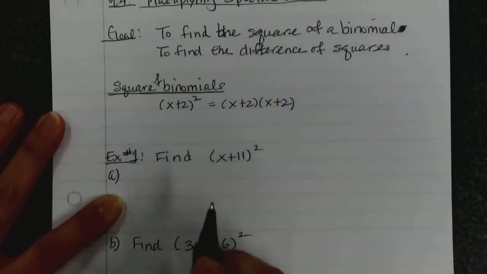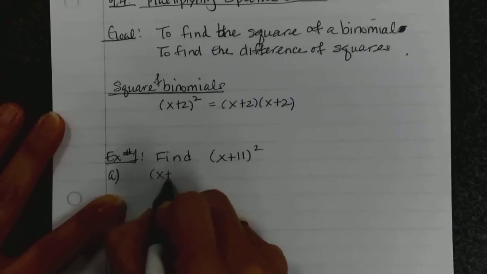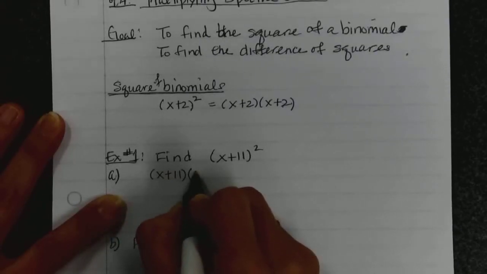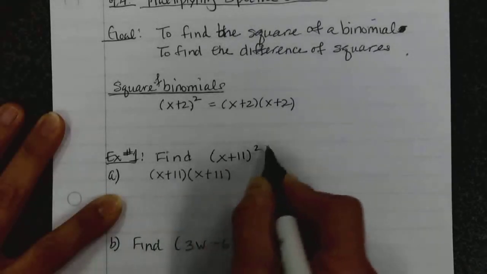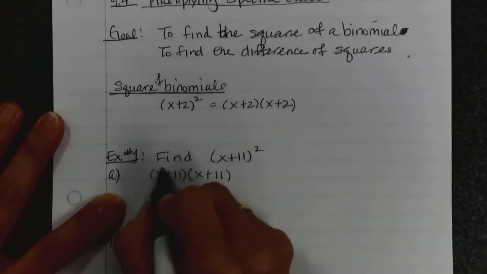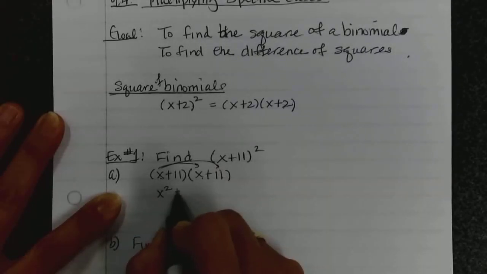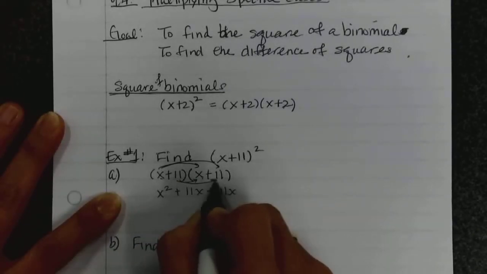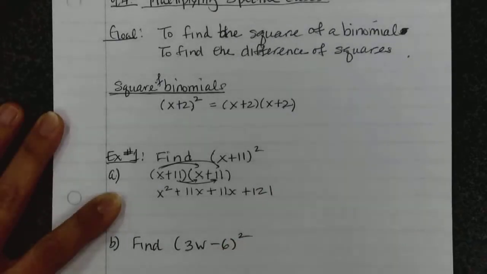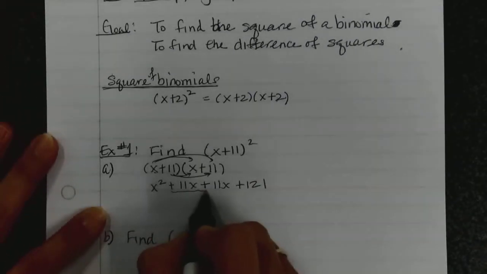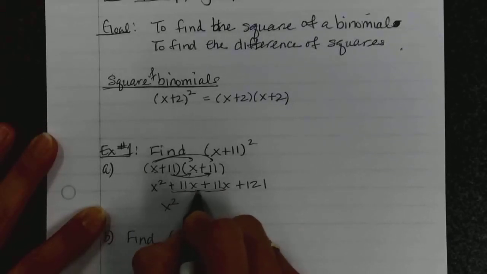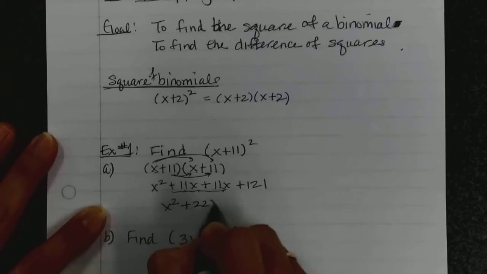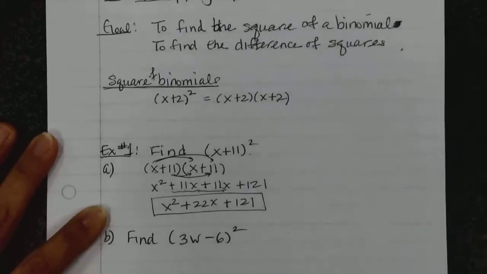It says find x plus 11 squared. So we're going to rewrite that twice: x plus 11 times x plus 11, which means x plus 11 squared. Then we're going to use FOIL. We distribute: x times x is x squared, x times 11 is 11x, and then same thing, 11 times x is 11x, and 11 times 11 is 121. Just like what we did in 9.3. Then we combine like terms, so it'll be x squared, and 11x plus 11x is 22x, plus 121, and this is the product of the squared.